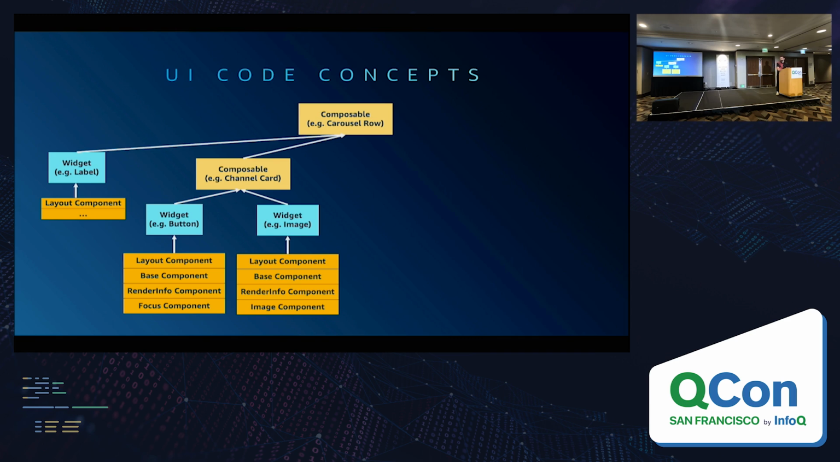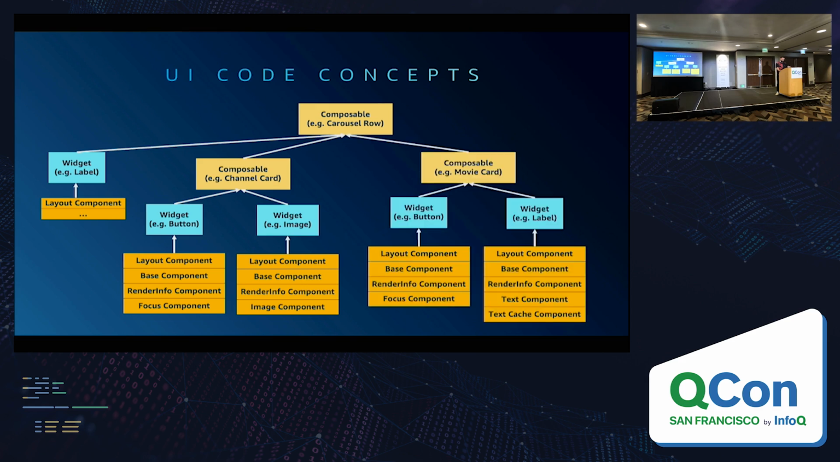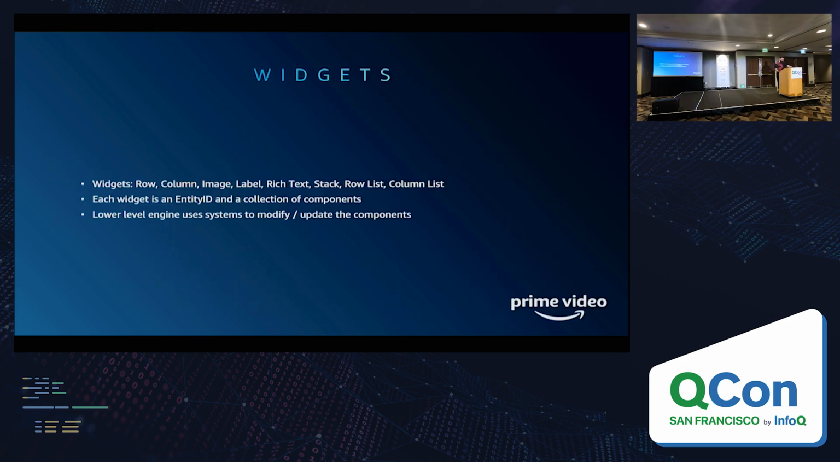So it's fairly simple, but basically we use this kind of architecture in our low-level engine to manage complexity in behavior, and we'll see a bit later how it works. And then we had another movie card in that example, and again, it could eventually be built out of widgets.